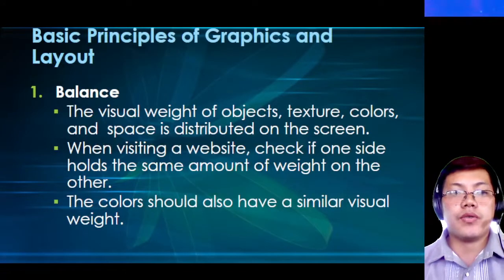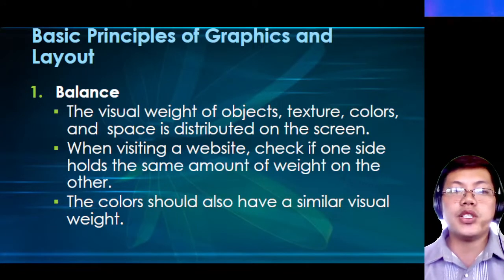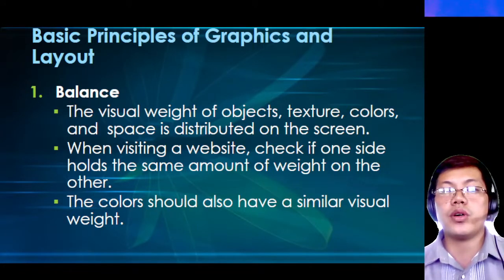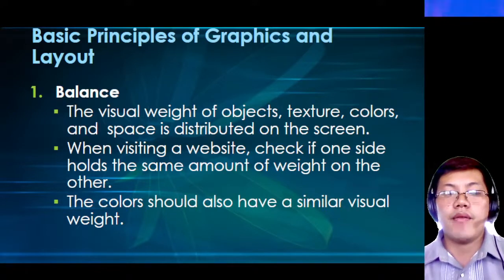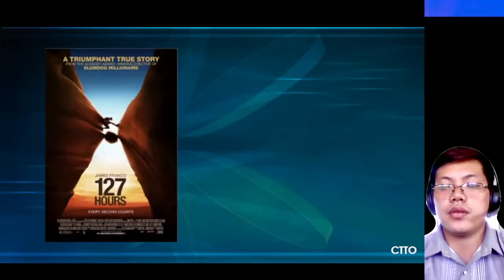Let's talk about balance first. It means that the visual weight of objects, texture, colors, and space is distributed on screen. When visiting a website, check if one side holds the same amount of weight as the other, and the colors should also have a similar visual weight. I'll also show you some examples.